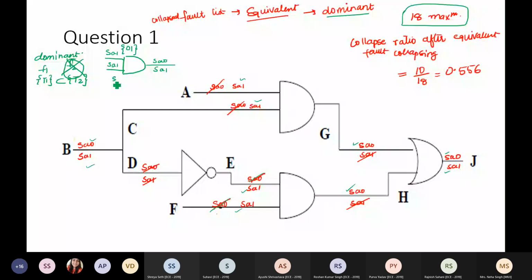For the NOT gate, I am already left with only one stuck at fault, so it cannot dominate any other fault at the NOT gate. So this remains as it is. Talking about this AND gate, I have 2 stuck at 1 faults at input and only stuck at 0 fault at output. So this is already minimized.